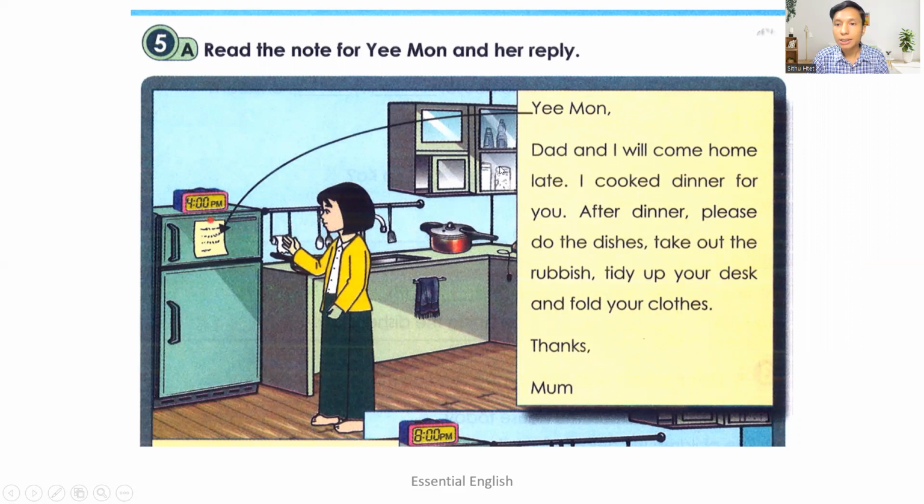The note says, "Dad and I will come home late." So maybe they have something to do and they will come home late. "I cooked dinner for you." So Mom cooked dinner for Shimo. "After dinner," so after you have had your dinner, "please do the dishes."